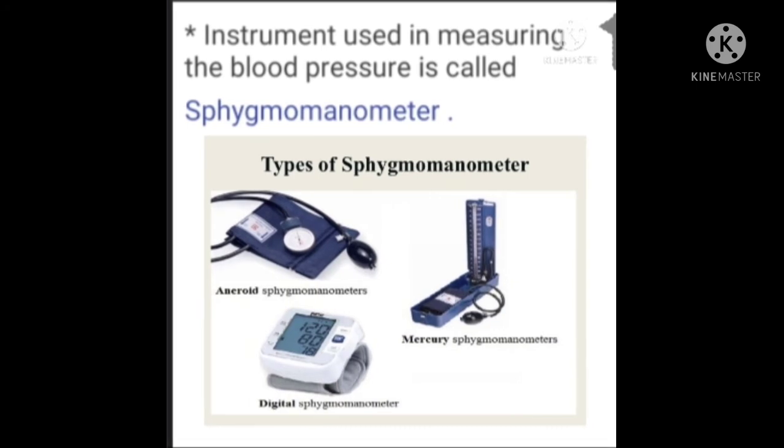Next, the instrument used in measuring the blood pressure is called a sphygmomanometer. Here we can see three types of sphygmomanometer. First one, aneroid sphygmomanometer. Second one, mercury sphygmomanometer. And third one, digital sphygmomanometer.